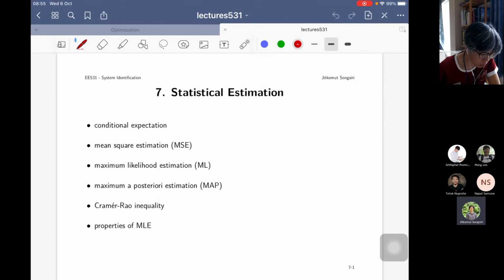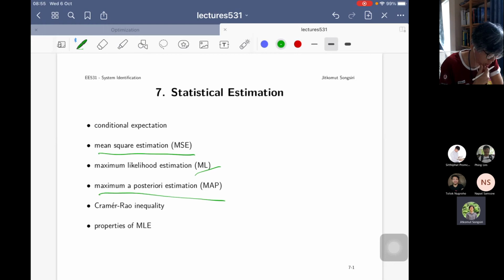This approach has three fundamental estimation methods: minimum mean square error estimation, or MMSE, maximum likelihood estimation, MLE, and maximum a posteriori estimation. And then we're also going to present an important inequality about estimators. This is called the Cramer-Rao bound.